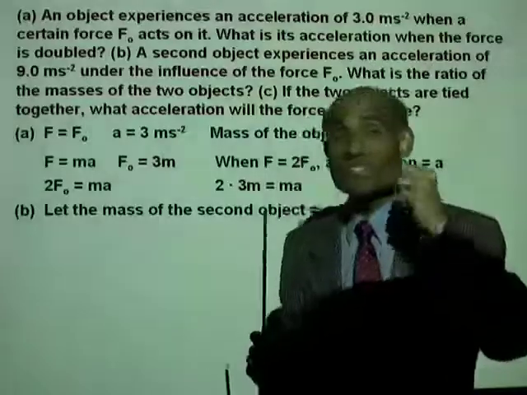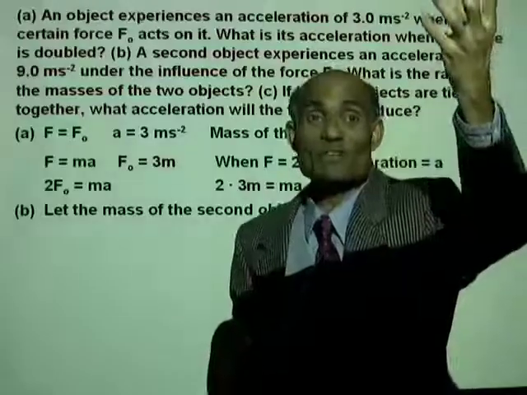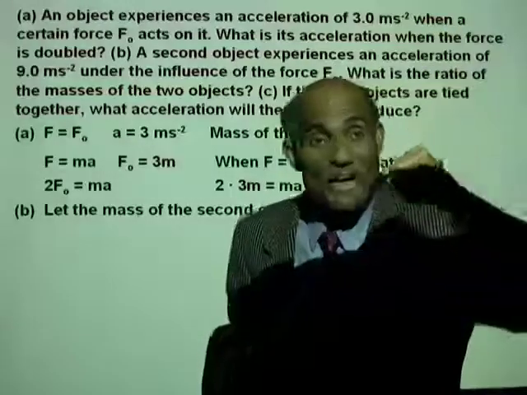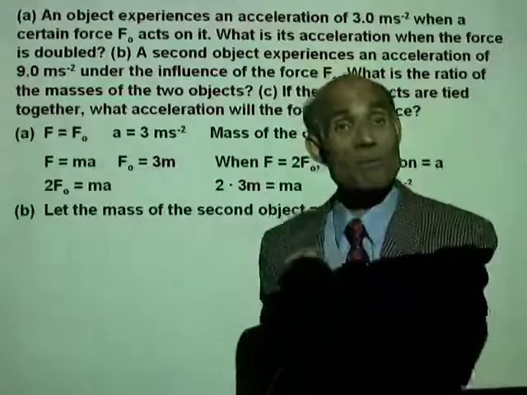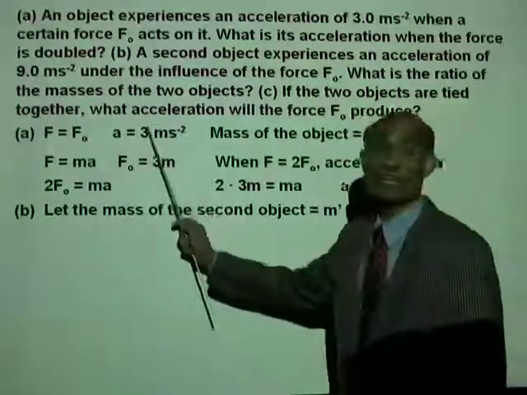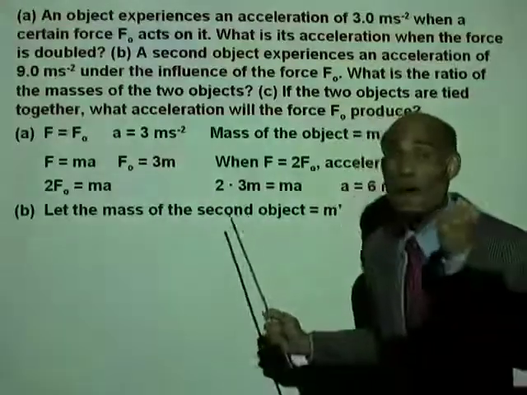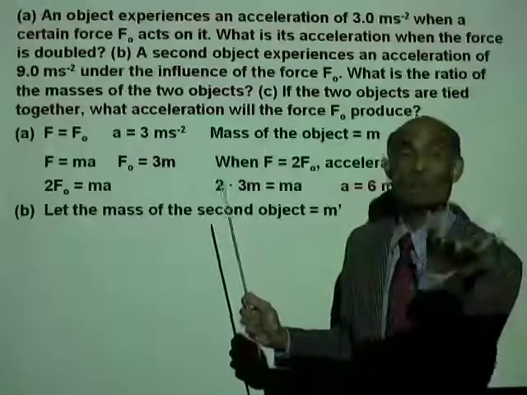If the same force has to produce a bigger acceleration, then that mass has to be smaller. How much smaller? The acceleration has to become 3 times. Therefore, the mass is 1/3 of the original mass.